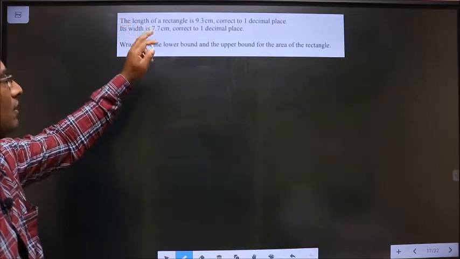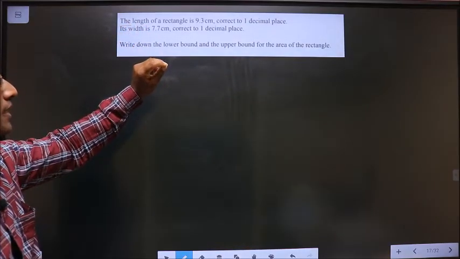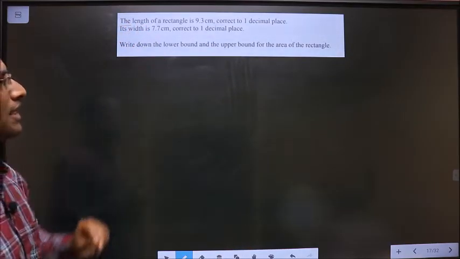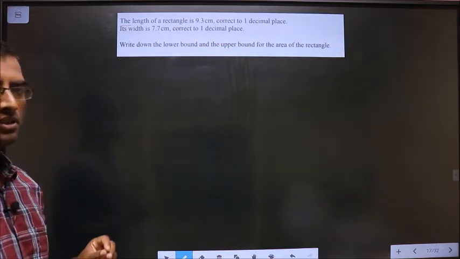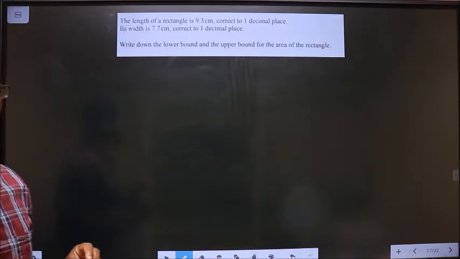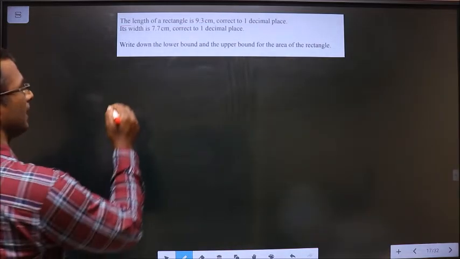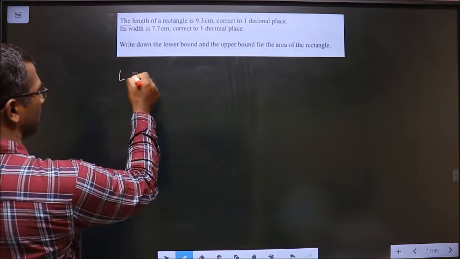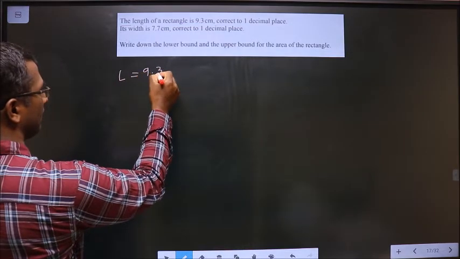The length of a rectangle is 9.3 centimeters, correct to one decimal place. So first let us write the lower and upper bound for the given number. So given is length equal to 9.3.